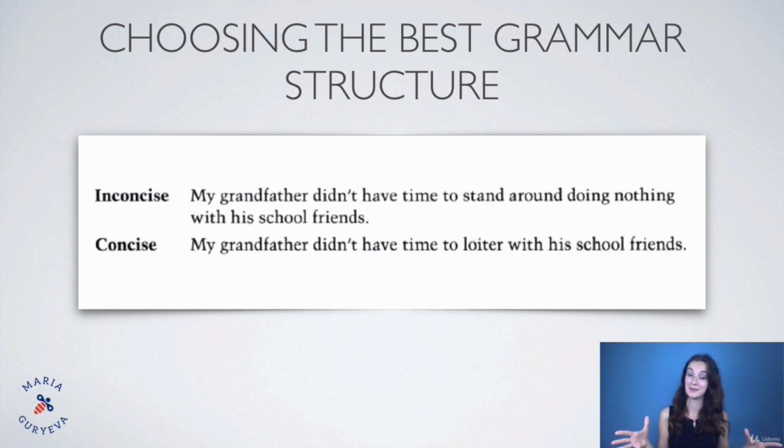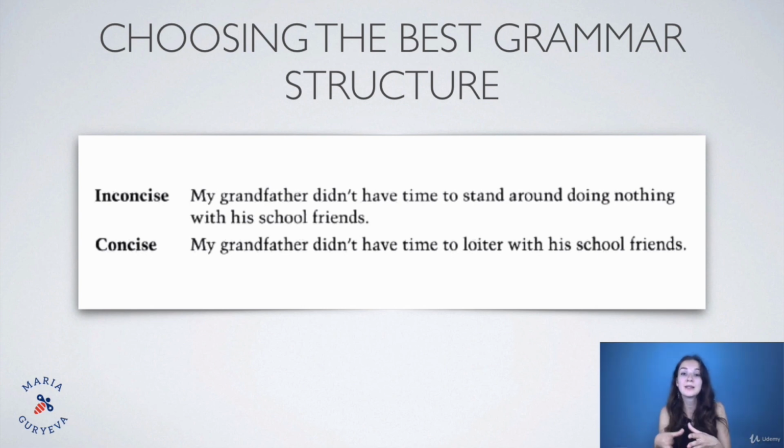All right, 2 more examples. Let's have a look at the inconcise sentence. My grandfather didn't have time to stand around doing nothing with his school friends. So here, to stand around doing nothing, 5 words, which can be easily changed to just one single word. My grandfather didn't have time to loiter with his school friends. Loiter means stand around doing nothing.